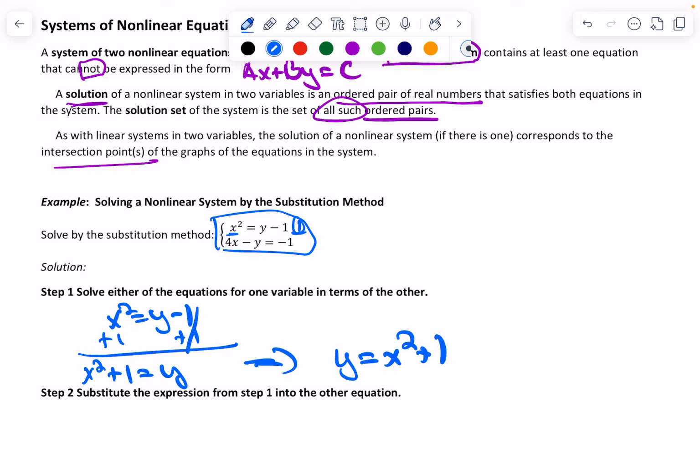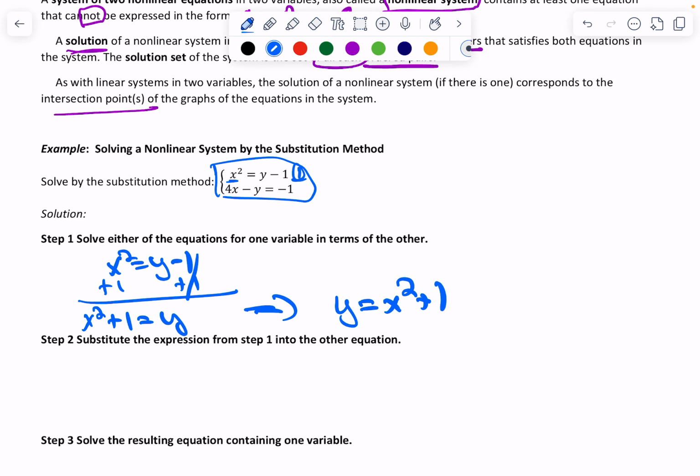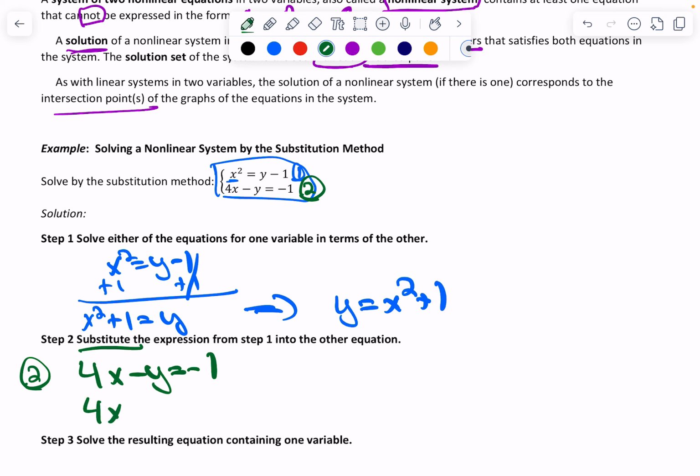What we're going to do now is substitute the expression from step 1 into the other equation. So we're going to take the second equation here, 4x minus y equals -1. And instead of the y, we are going to write the x squared plus 1. That equals -1.